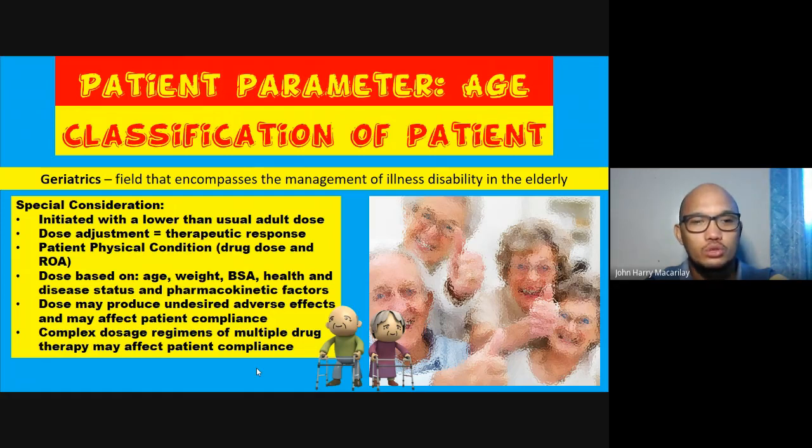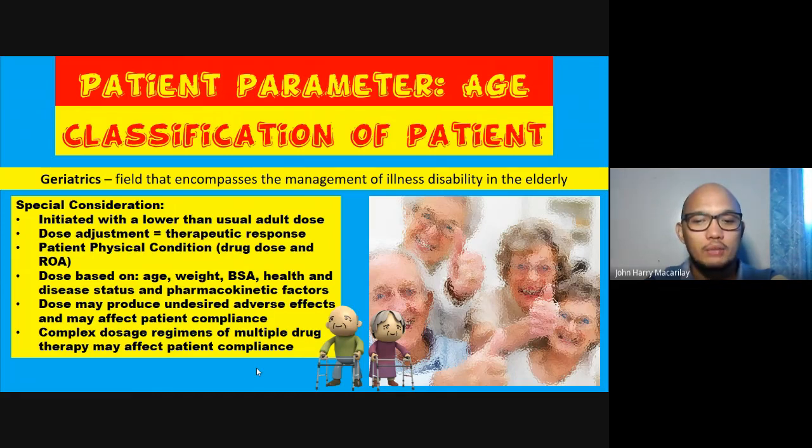So you will start from a lower dose until such time it will manifest the therapeutic response. Consider the patient's physical condition, the drug dose, and the route of administration. We have to consider the condition of the patient. Can the patient take the medication orally or not? For example, those based on age, weight, body surface, health and disease status, and pharmacokinetic factors. Those may produce undesired adverse effects and may affect patient compliance.